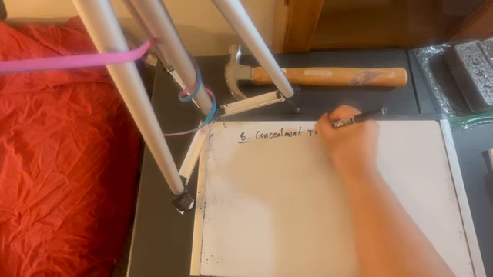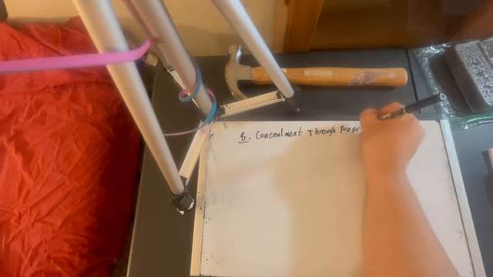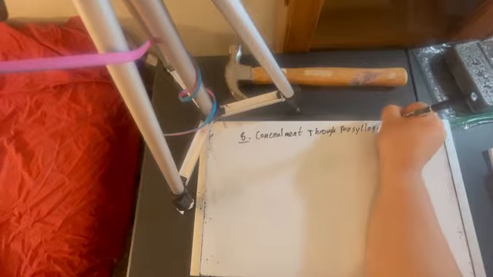Concealment through prosyllogisms. To conceal one's plans, the questioner should secure the needed premises through earlier syllogisms rather than ask for them openly.